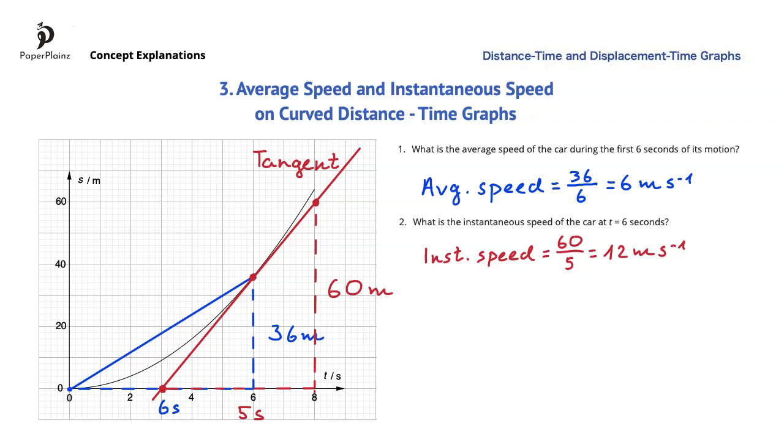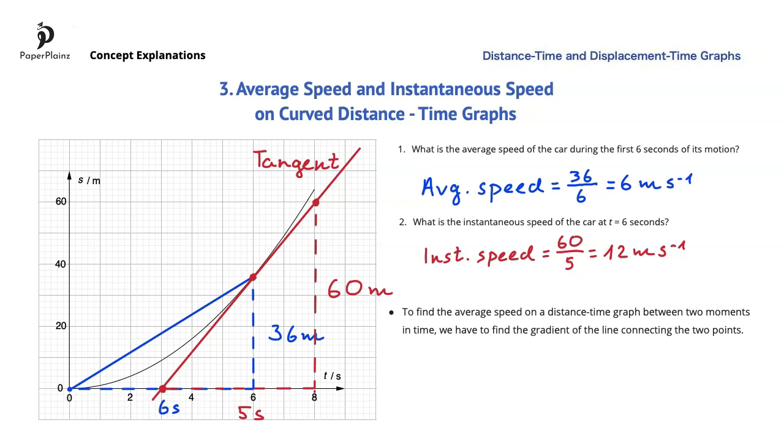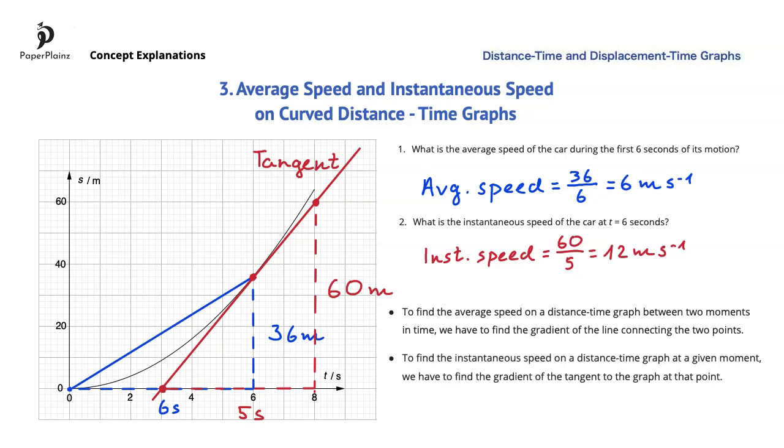Let's see a few important concepts that we learned through this discussion. We saw that to find the average speed on a distance-time graph between 2 moments in time, we have to find the gradient of the line connecting the 2 points that represent these 2 moments. We learned that to find the instantaneous speed on a distance-time graph at a given moment, we have to find the gradient of the tangent to the graph at the point that represents this moment. And we mentioned something that you probably already know from math, which is that the tangent is a line touching a curve at a point.